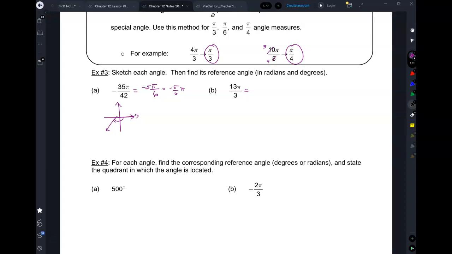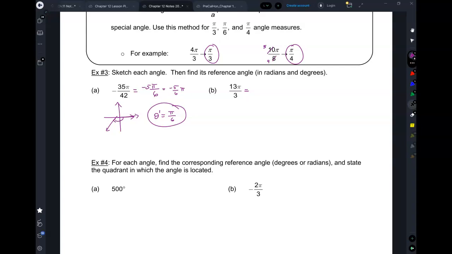No, positive pi over 6. So reference angle theta prime is positive pi over 6. It can't be negative. Theta prime. We're going to say it so often, you will know.